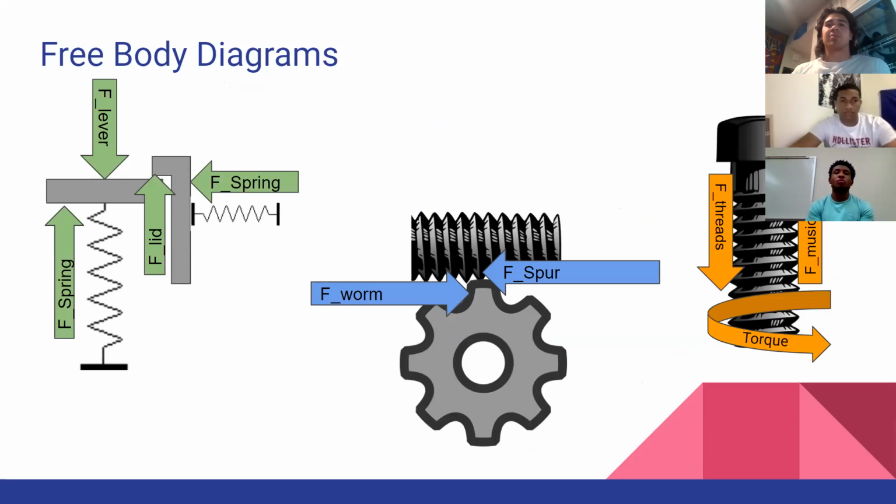Here are the free body diagrams of each of the components. So on the right, we have the music box, the force of the music box, the force of the threads, and then the torque. That's just the fastener screw. In the middle, we have the spur and worm gear pushing and pulling against each other. And then on the left side, we have the lever holding the lid of the box closed as the spring is pushing back up on the box.